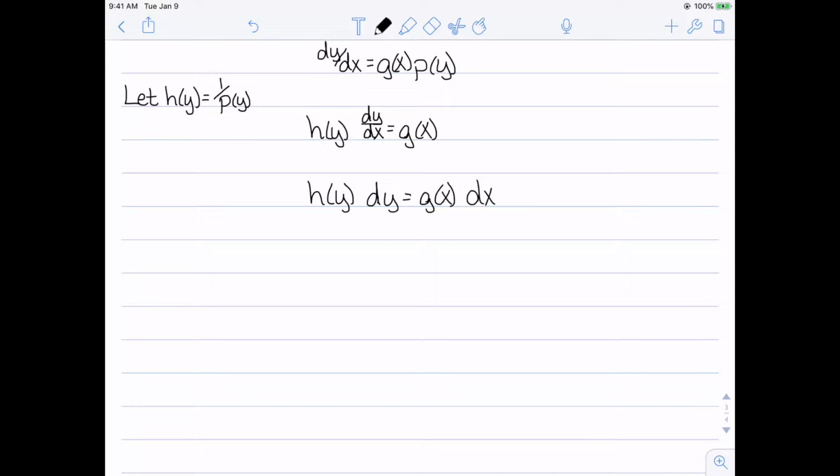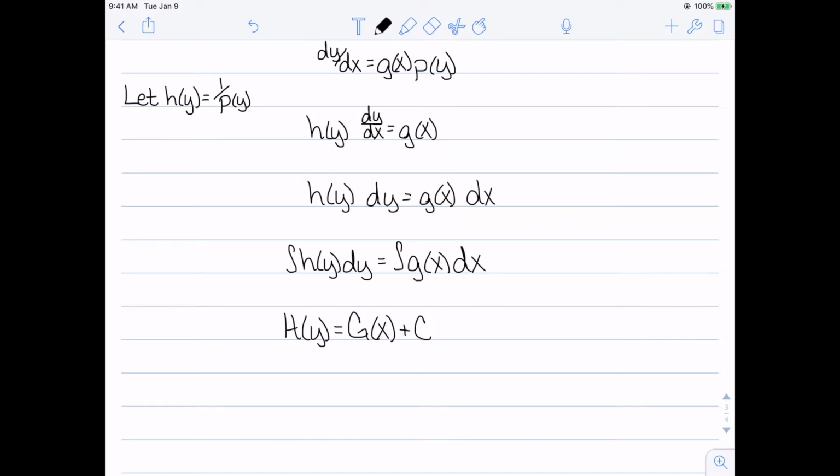The next step is going to be to integrate both sides. So I have the integral of h(y) dy equal to the integral of g(x) dx. And from this we can get the solution. I'm going to let capital H and capital G denote the antiderivatives of h and g. So I have H(y) = G(x) + c, where c is my constant of integration.